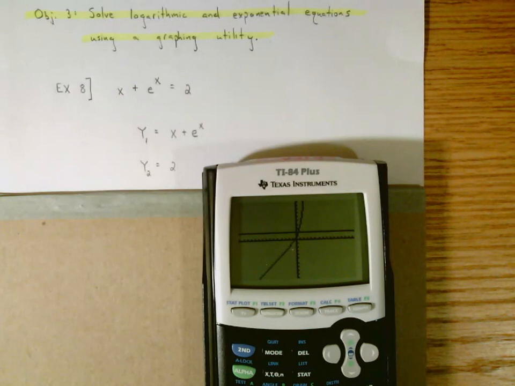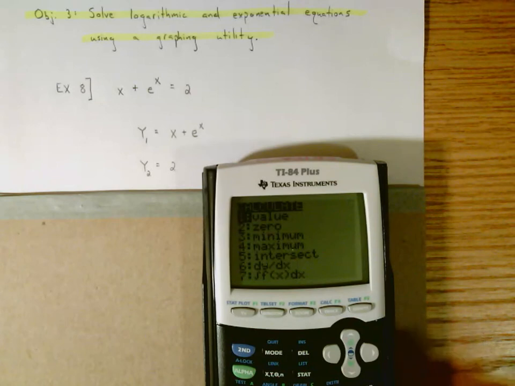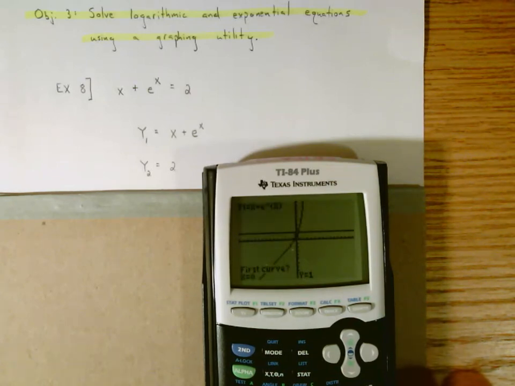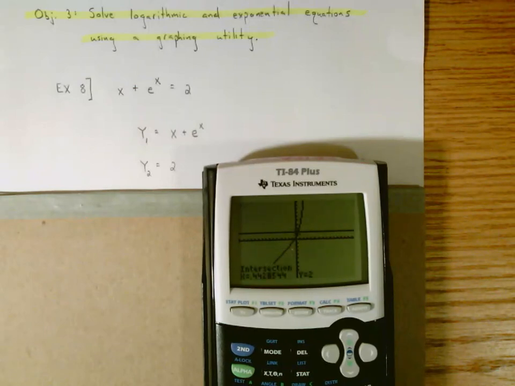Remember, I'm looking for the intersection point. So I'll go to my calculate menu, the intersect command. I need a point on the first curve, press enter. I need a point on the second curve, press enter. I need to make a guess. I'm pretty close right now. I'll press enter. And I can see this is about 0.443 as the x value. Obviously the y value of the intersection point is 2 because that second function was constant.